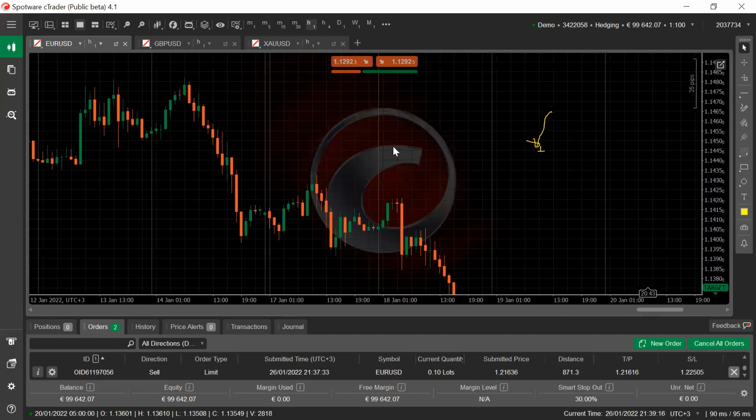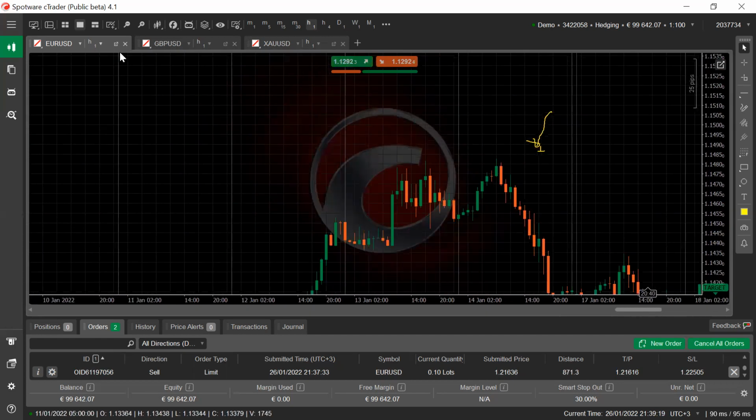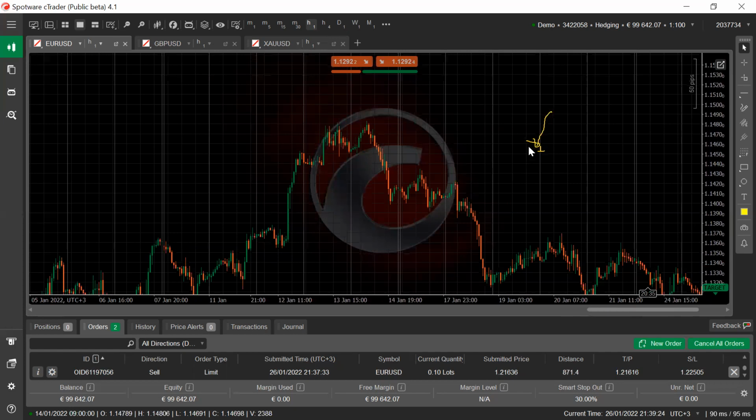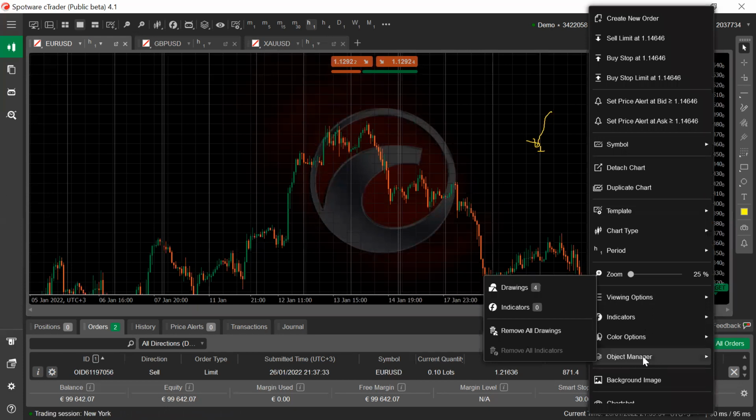Now the drill is the same. Let me see if I can minimize it. So you mark from the top. Something like this. The fact that this has come down like that gives us what we call a fresh supply zone. Fresh supply zone. Let me remove this object.